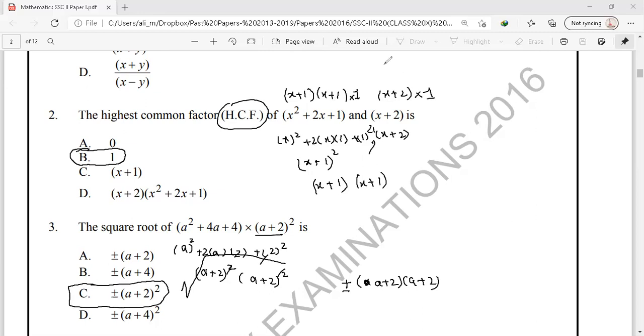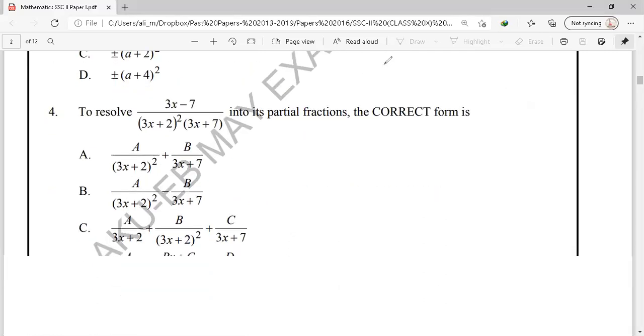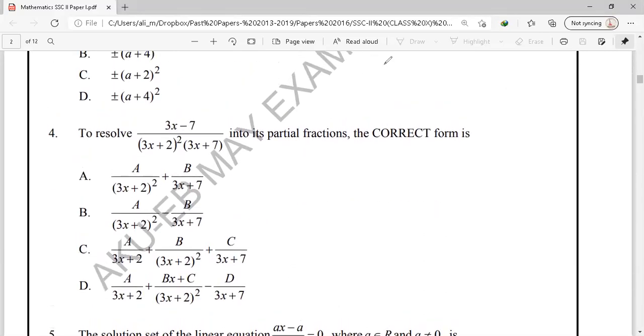Let's come to question number 4. In this question, we have to break this rational expression into its partial fractions. As we can see, in this we have a repeated factor and one non-repeated factor. For the repeated factor, the partial fraction is such that 3x plus 7 and 3x plus 2 whole square. So this is the repeated factor and this is the linear factor.